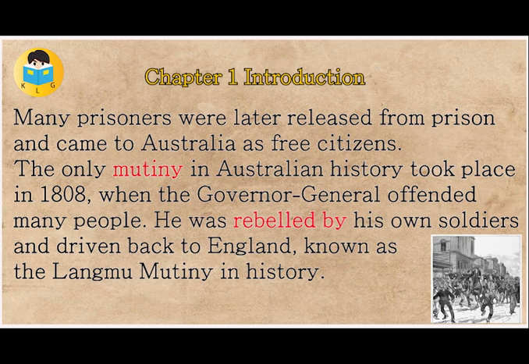The only mutiny in Australian history took place in 1808, when the Governor-General offended many people. He was rebelled against by his own soldiers and driven back to England, known as the Rum Mutiny in history.